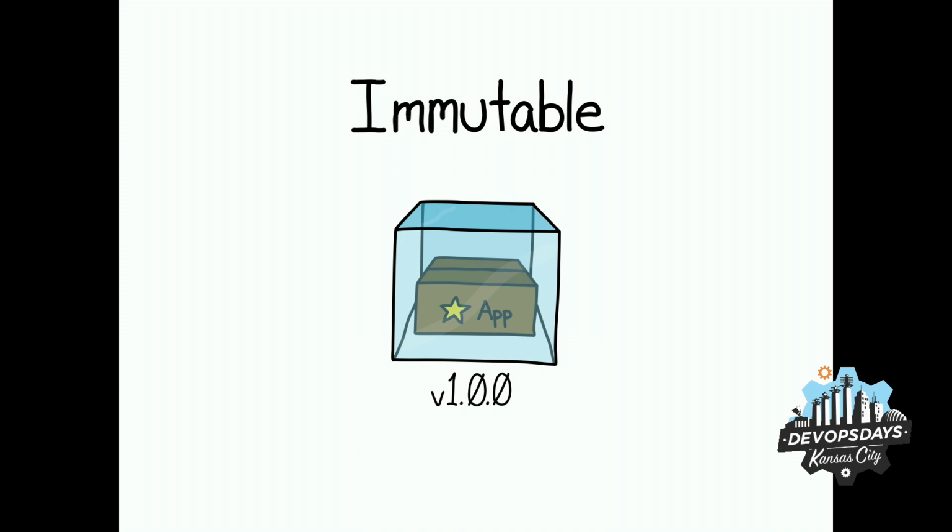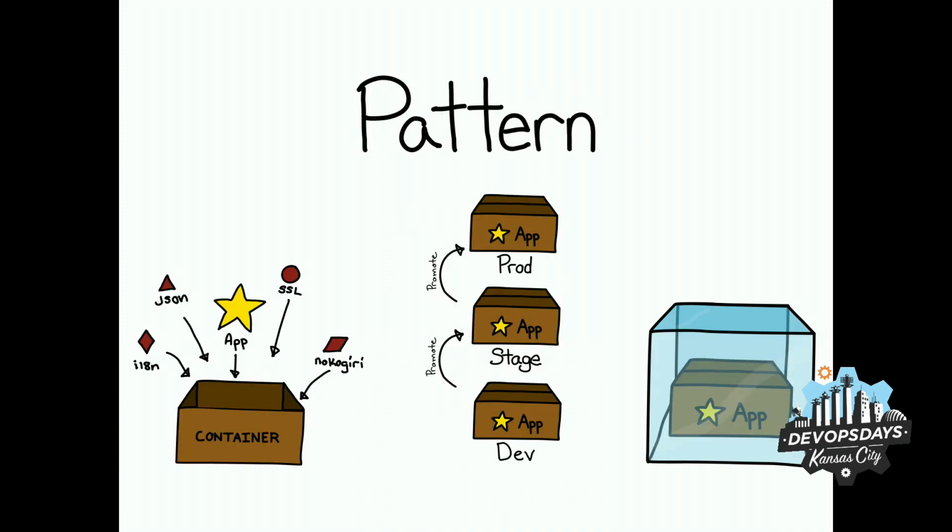It also gave us immutability. Instead of logging on to a server to upgrade some package, you instead create a new container and just release a new version, which also allows you to easily roll back to a previous version. So container application dependencies, a single artifact promoting, and package immutability gives us this pattern for packaging our applications.